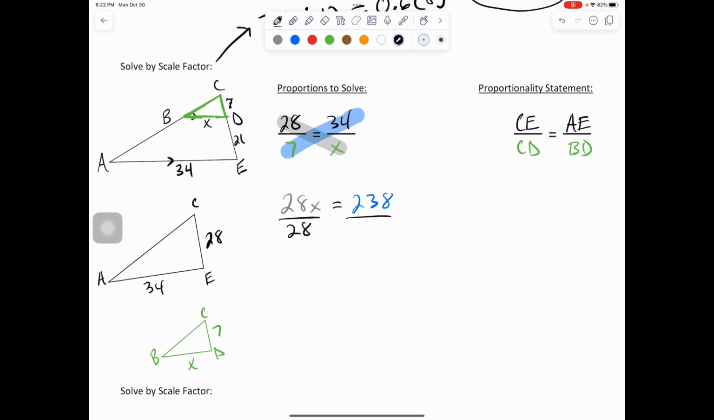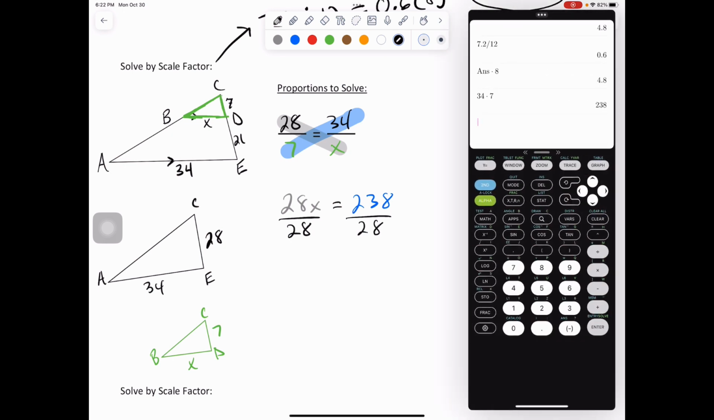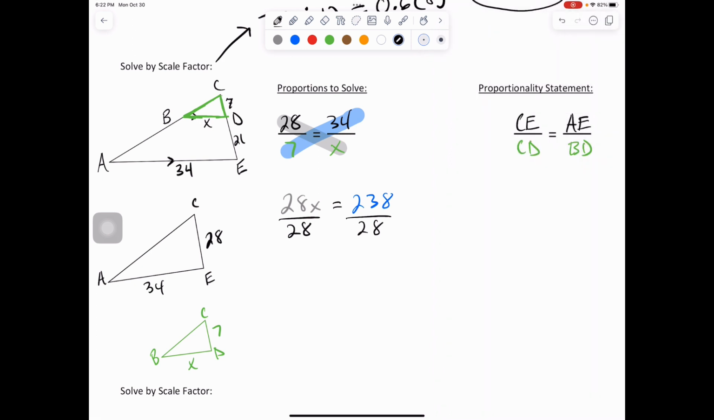There I go again with that burning double deuce. 238 divided by 28 equals 8.5. So X equals 8.5. And again, whoa, Mr. Richards, why does it say solve by scale factor? Well, let's take a look, okay?